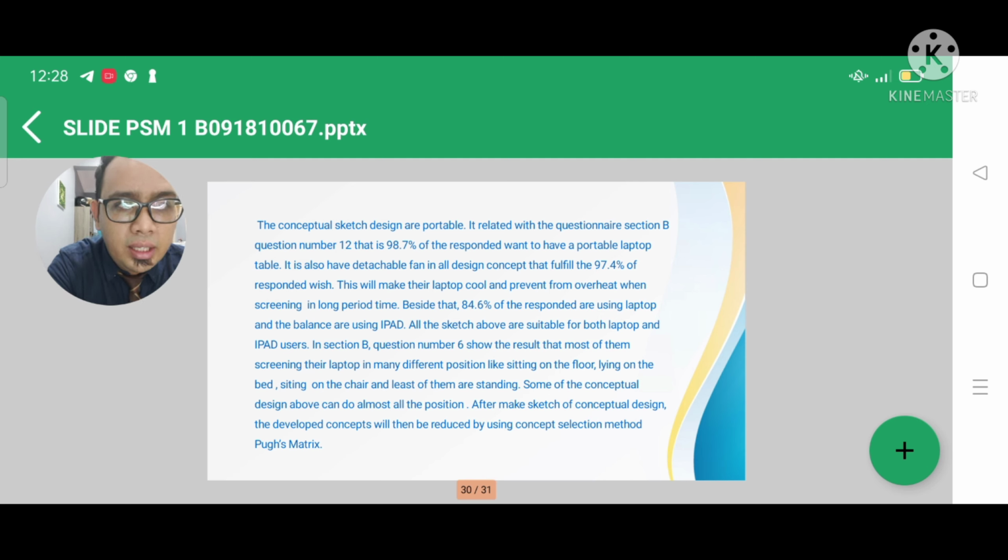There is 98% of respondents who want to have a portable laptop table. A detachable fan is also in all design concepts, which fulfills 97% of the respondents. After making sketches of the conceptual designs, the developed concepts will be reduced using a concept selection method, the PUGH method.